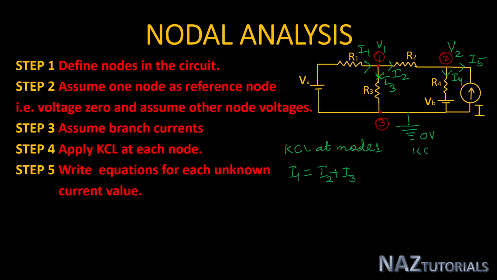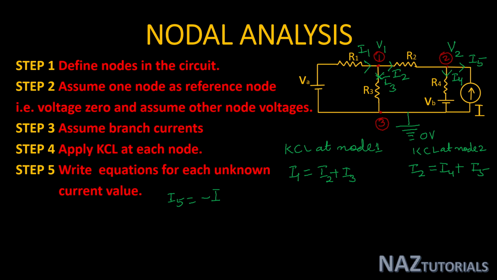Now come to KCL at node 2. Here I2 is the incoming current and I4 and I5 are outgoing currents. So this is our KCL equation. Now write equations for each unknown. First we see the circuit. Here a current source I is given, so we can write I5 is equal to minus I, according to the current direction.